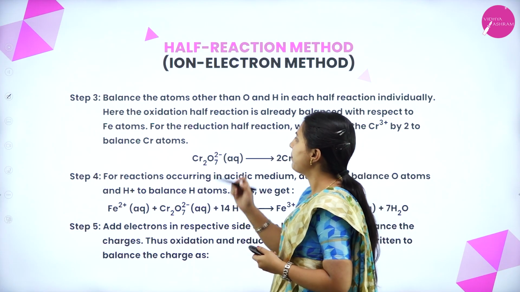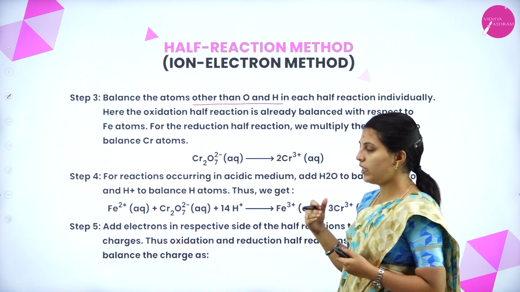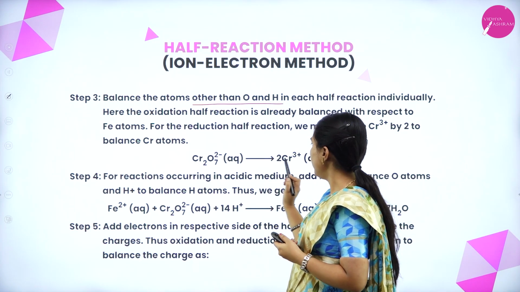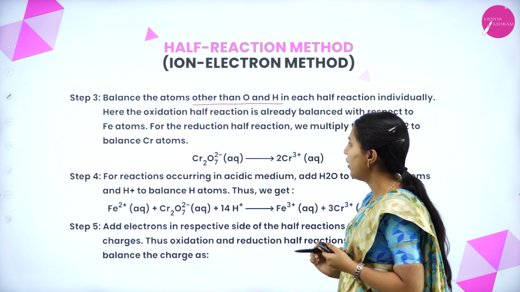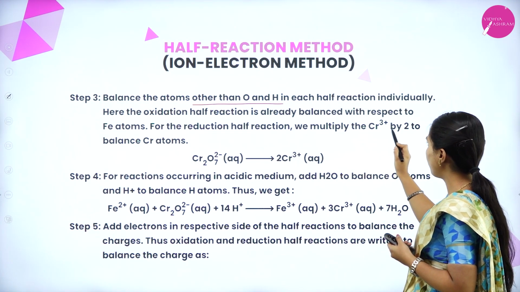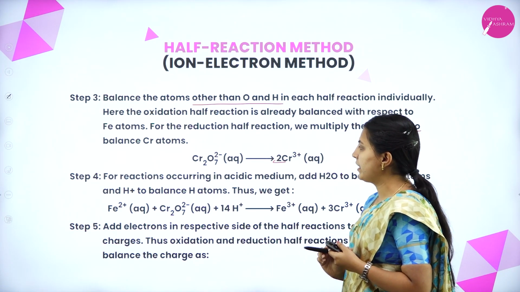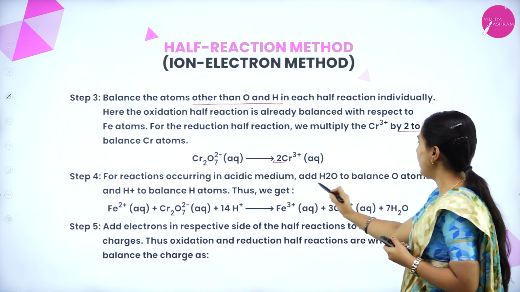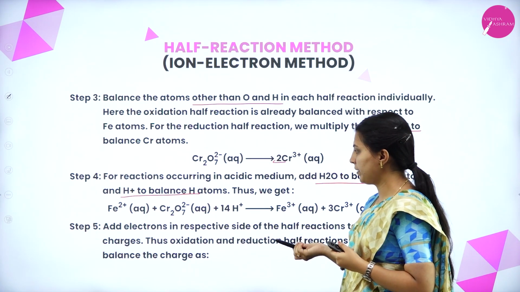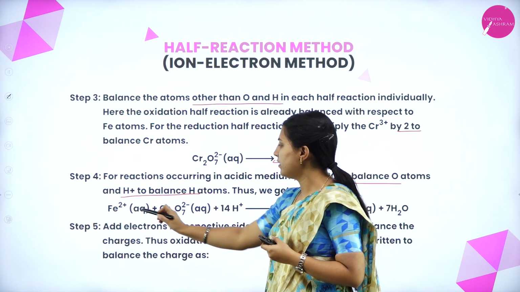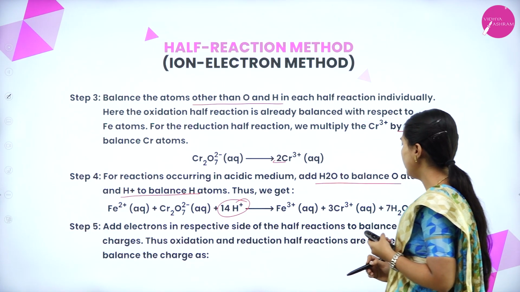Next, third step: balance the atoms other than oxygen and hydrogen. First, other than oxygen and hydrogen you have to balance. Here chromate, here also they are balancing. Cr2 is there, here also 2. Okay. For the reduction half reaction, we multiply the chromium by 2. See here, they have multiplied the chromium by 2. Next, for reactions occurring in acidic medium, add H2O to balance oxygen and add H+ to balance hydrogen. Thus we get it. Now oxygen and hydrogen you are going to balance. Fe2+, overall 14 H+ they have added to balance.